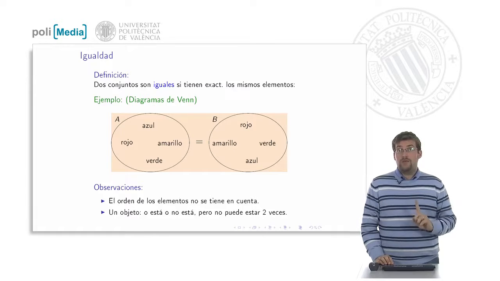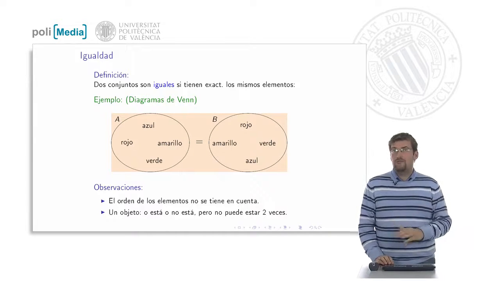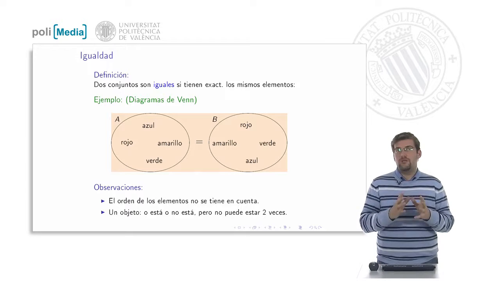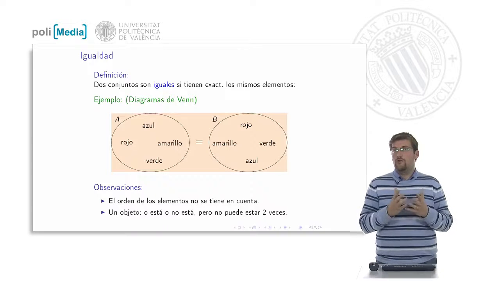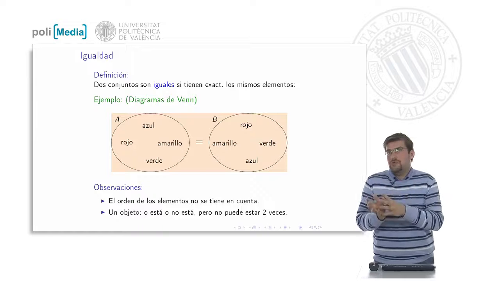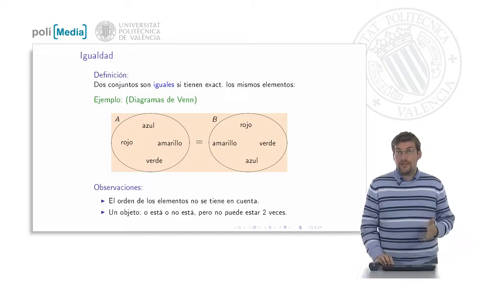An important aspect is that an object within a set either belongs to it or doesn't, but it cannot exist in multiple instances within the same set. We cannot have blue appearing twice within a set. It's present or it is not.